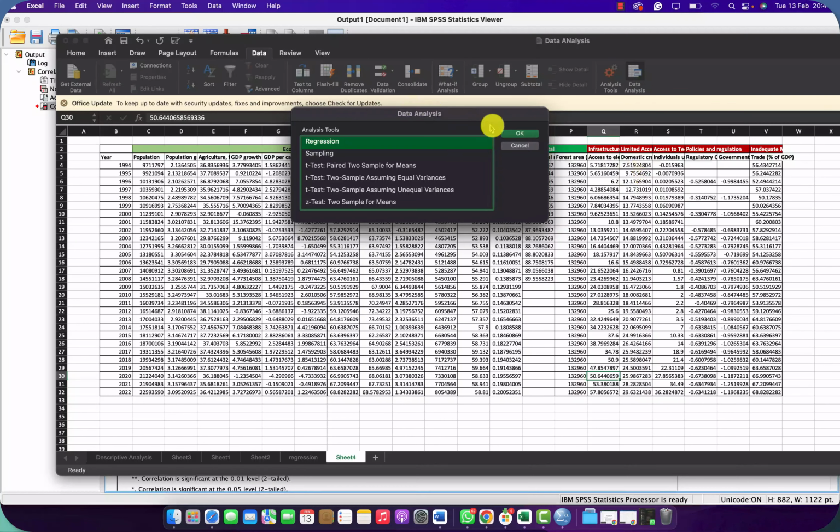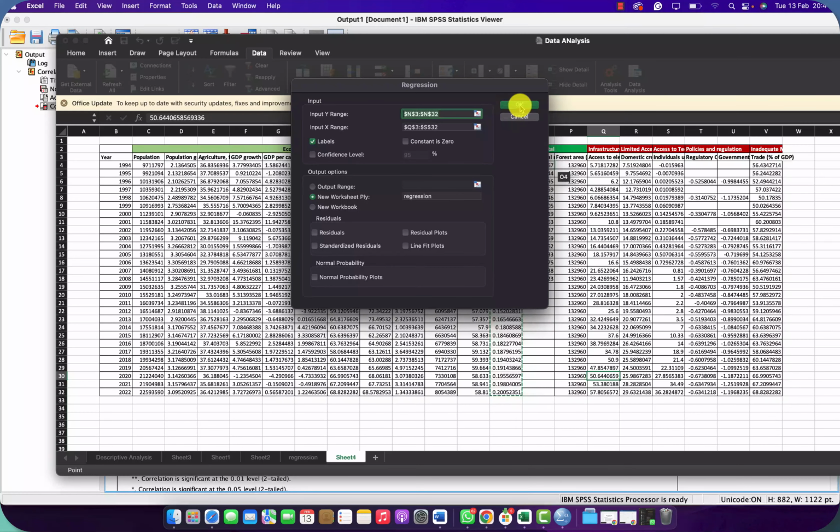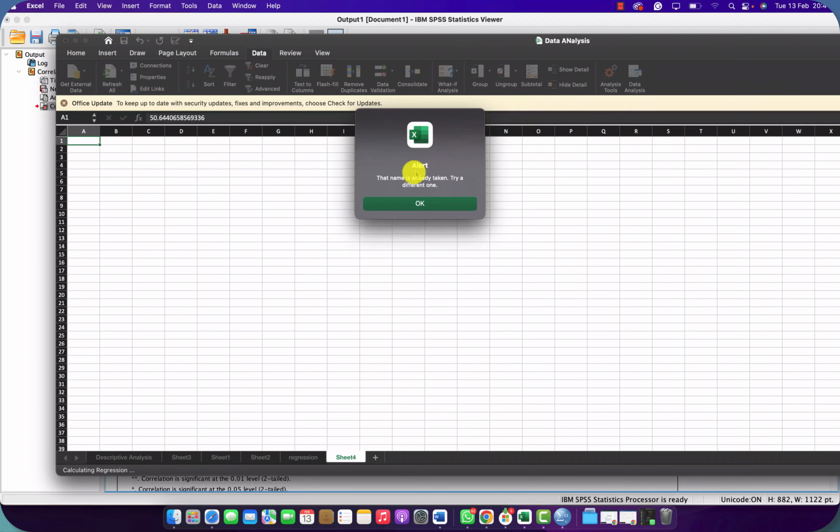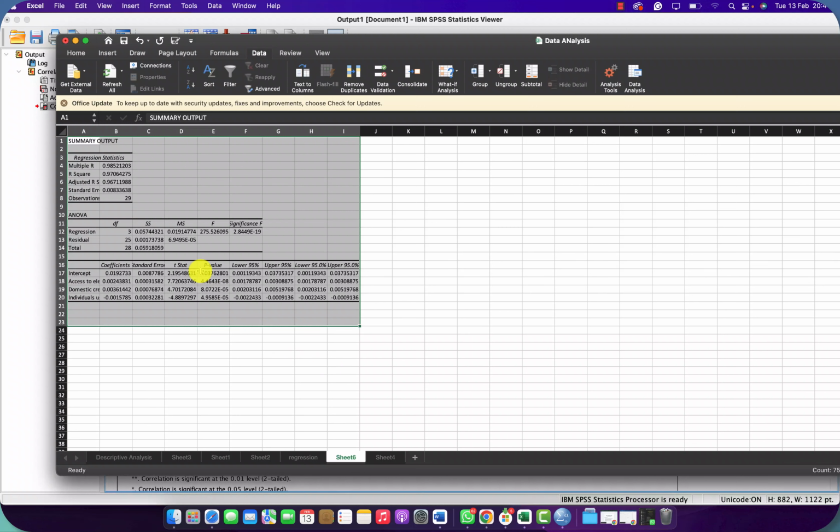So what is seen is an empty data set. The name is already taken. Try another one. And so this is the result for the regression analysis.